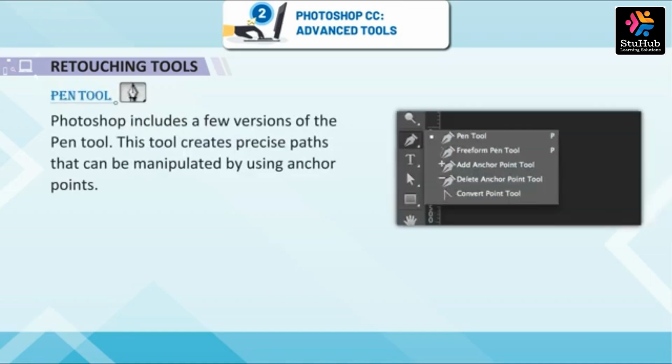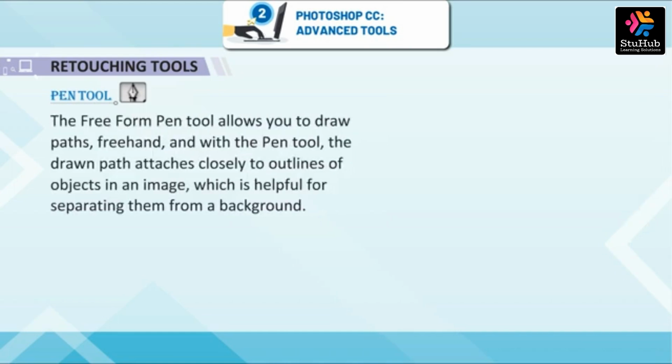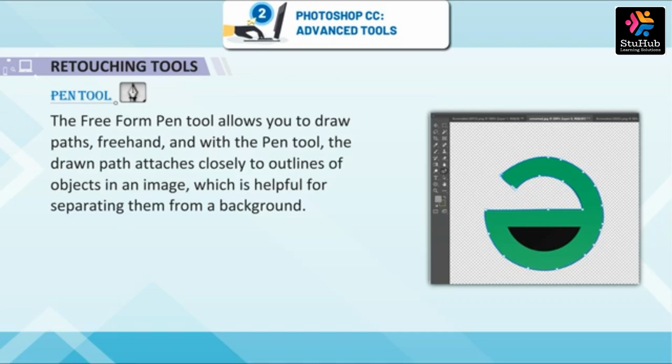Pen tool. Photoshop includes a few versions of the pen tool. This tool creates precise paths that can be manipulated by using anchor points. The freeform pen tool allows you to draw paths freehand, and with the pen tool, the drawn path attaches closely to outlines of objects in an image, which is helpful for separating them from a background.